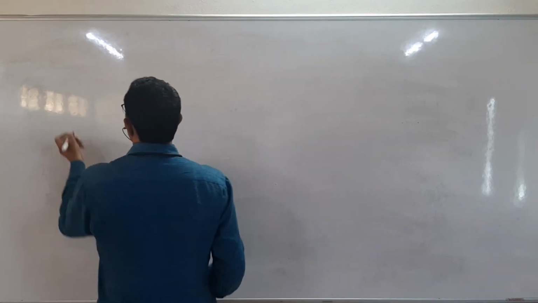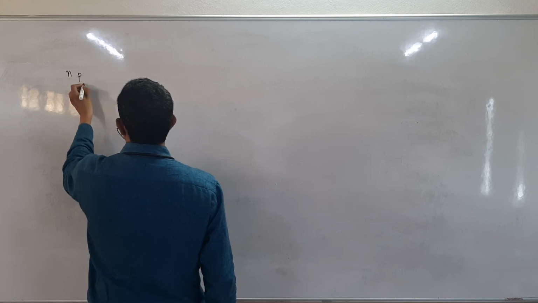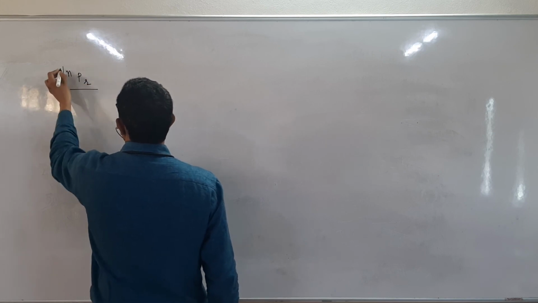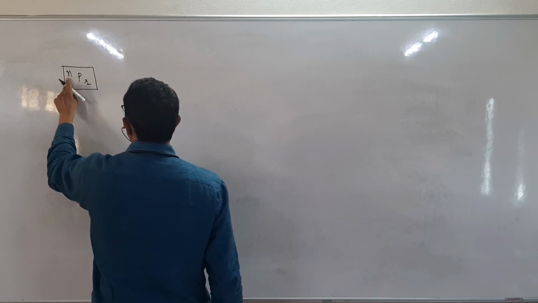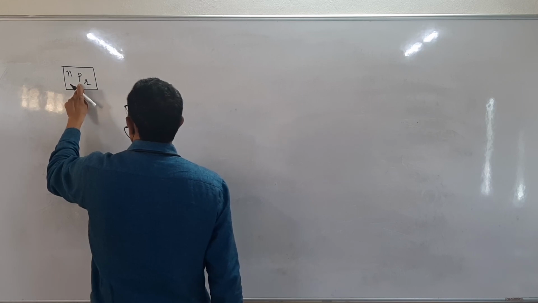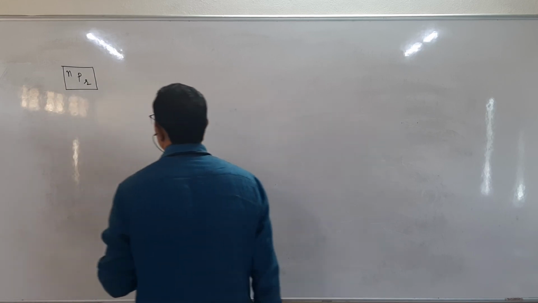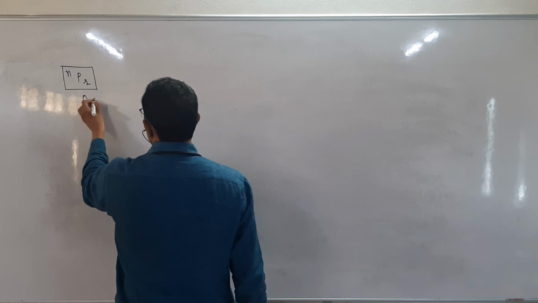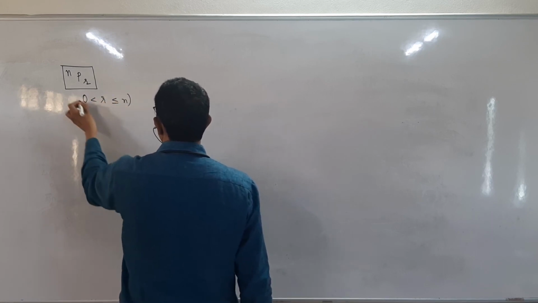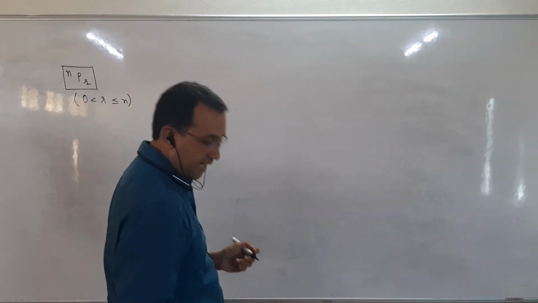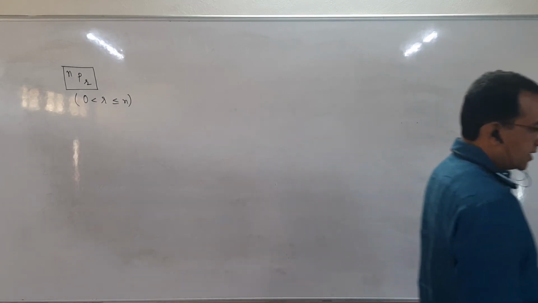In the notation nPr, all of you know n stands for total items given, P stands for permutation, and r stands for arranged items or objects. The range of r is between 0 and n, including n. r can never be a value greater than n. So students, this is what we have studied.